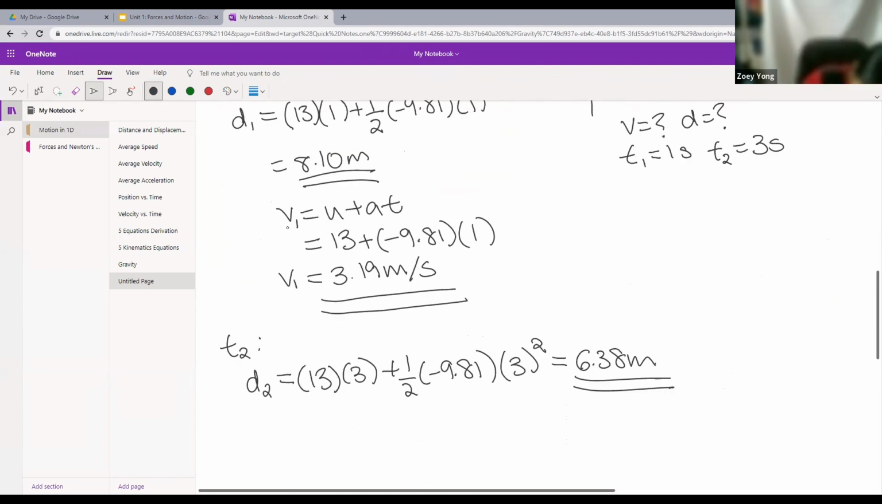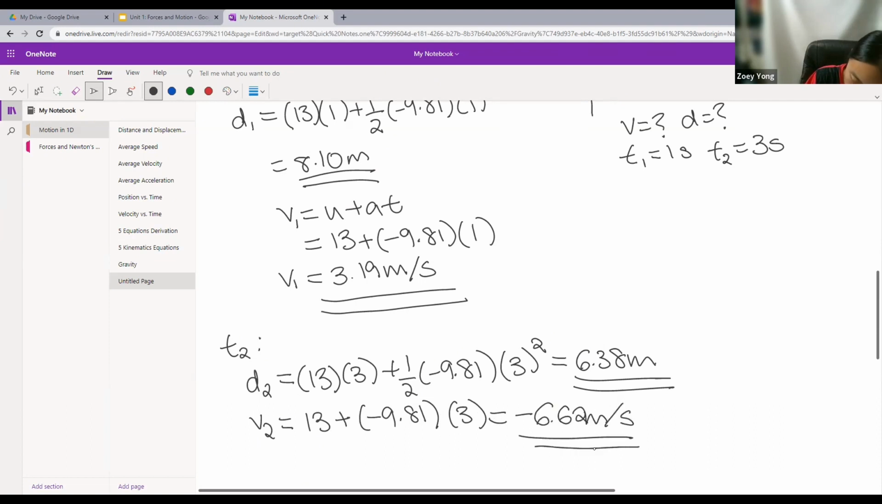So this is V1. V2 is also equal to u plus at. We can use the same equation because we're given the same things and we're looking for the same thing. That is going to be 13, same starting velocity, times negative 9.81. And the only thing that changes is t, which is 3 seconds instead of 1 this time. We are going to get negative 6.62 meters per second. So what does it mean that the velocity is negative?